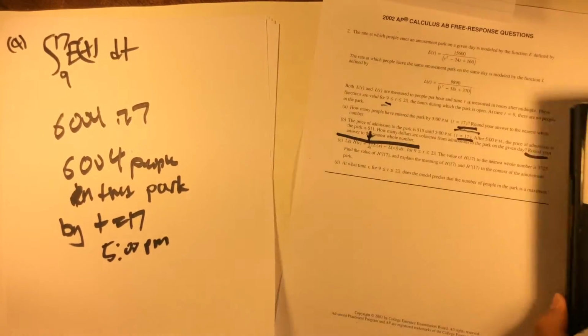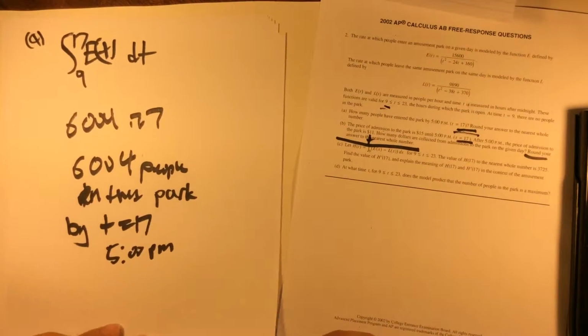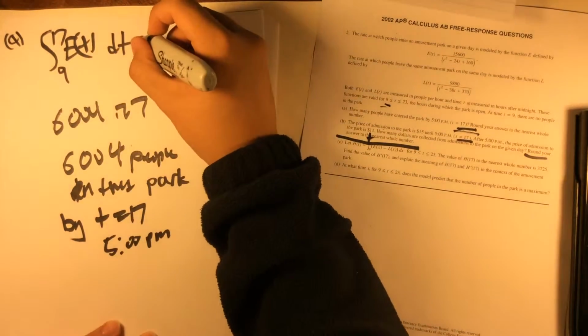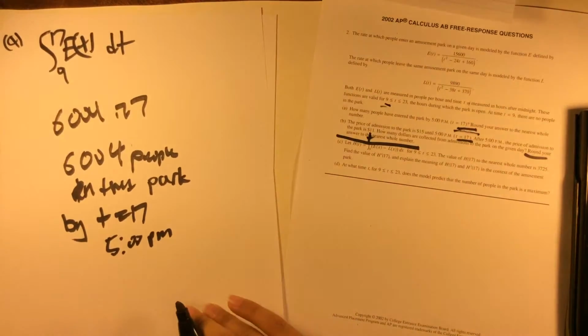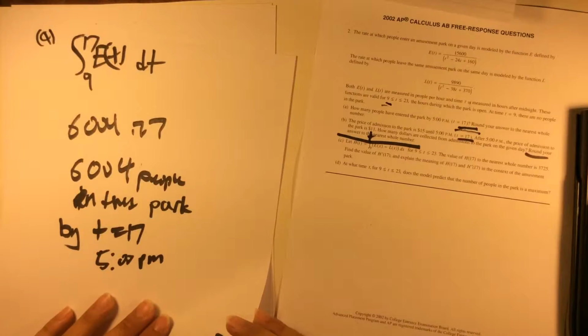All right, and that's pretty simple. That's it, nothing too complicated. You don't need to add any initial condition, because at the time of starting there are no people in the park, it's empty. And that's it for number A. Number B.